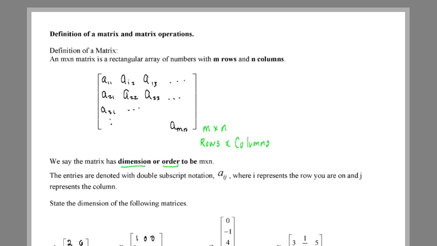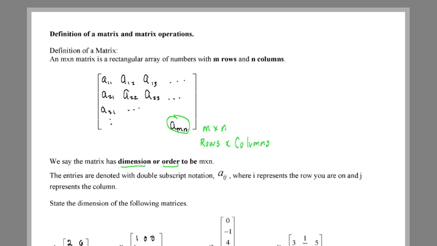Each of these little double subscripts just points to a specific spot in the matrix. Like A sub 1, 1 means you're on the first row, first column. A sub 1, 2, first row, second column. First row, third column, and so on. Second row, first column. Second row, second column. Second row, third column. So again, it points to a specific spot in the matrix until you get to the A sub m n entry, which would be the last entry in your matrix.